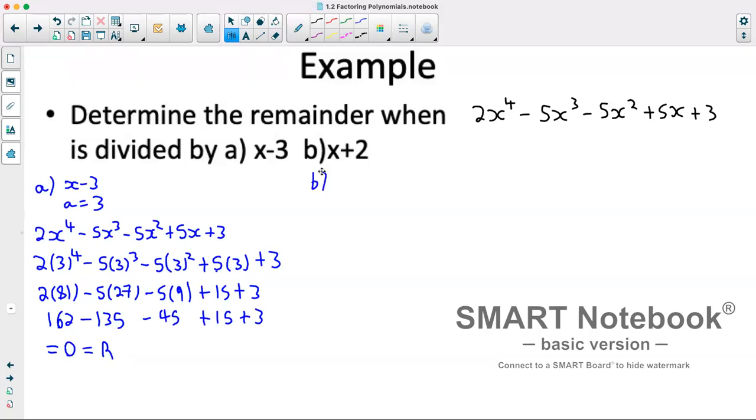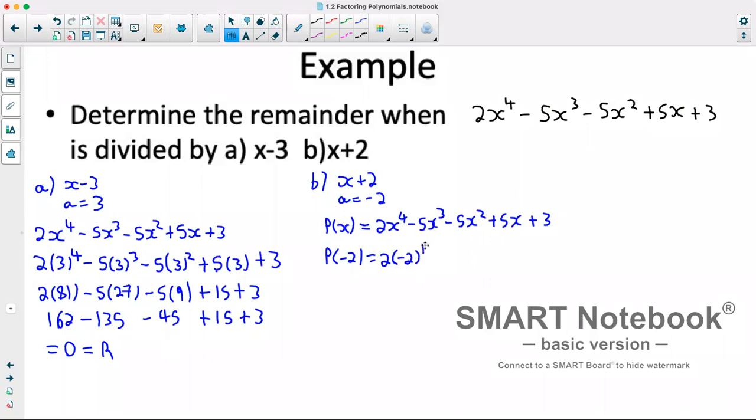We'll do the same thing here, but with x plus 2. So if we have x plus 2, that means our a value is negative 2. So if we have our polynomial function P of x equal to 2x to the power of 4 minus 5x cubed minus 5x squared plus 5x plus 3, we'll substitute in our negative 2. So we've got P of negative 2 is equal to 2 times negative 2 to the power of 4, minus 5 times negative 2 cubed, minus 5 times negative 2 squared, plus 5 times negative 2, plus 3.